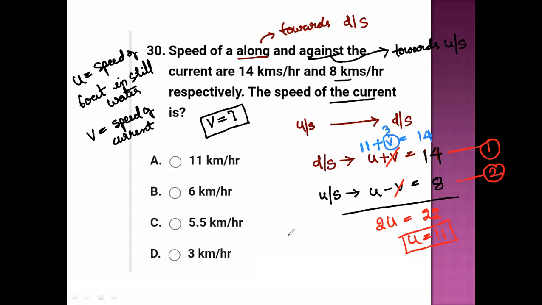So what is V here? V is equal to 3. So the speed of the current is 3 kilometer per hour. So this is the solution for this question. Therefore V is equal to 3 kilometer per hour.